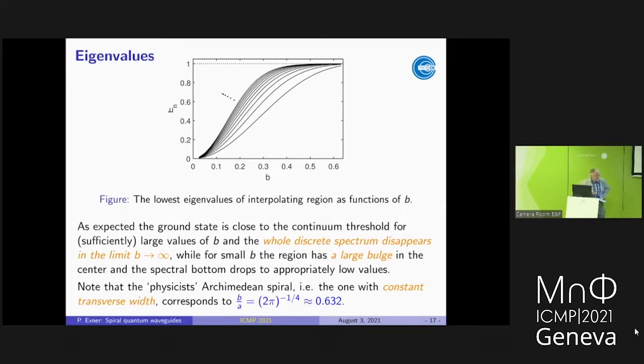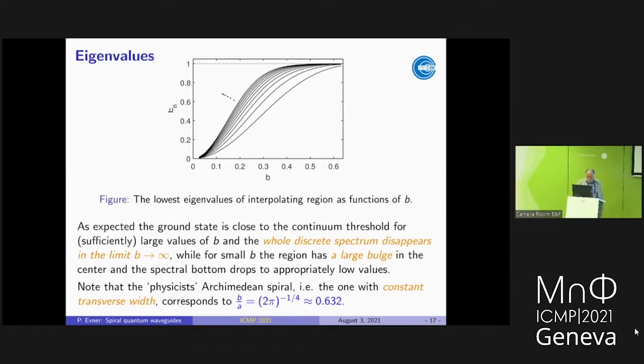But what physicists consider an Archimedean spiral is not an Archimedean spiral, because what they do is take something, fix this, and coil it. It's not an Archimedean spiral. If you compare with this, you will see the value hidden behind this concrete value, which is 0.06 something expressed through pi. So for this value, the spectrum is infinite, even though it is very close to the threshold.